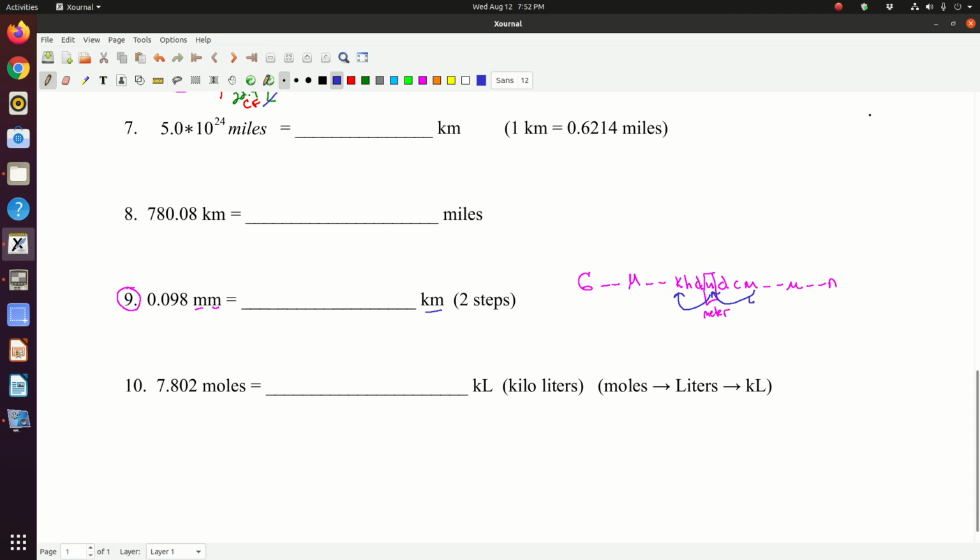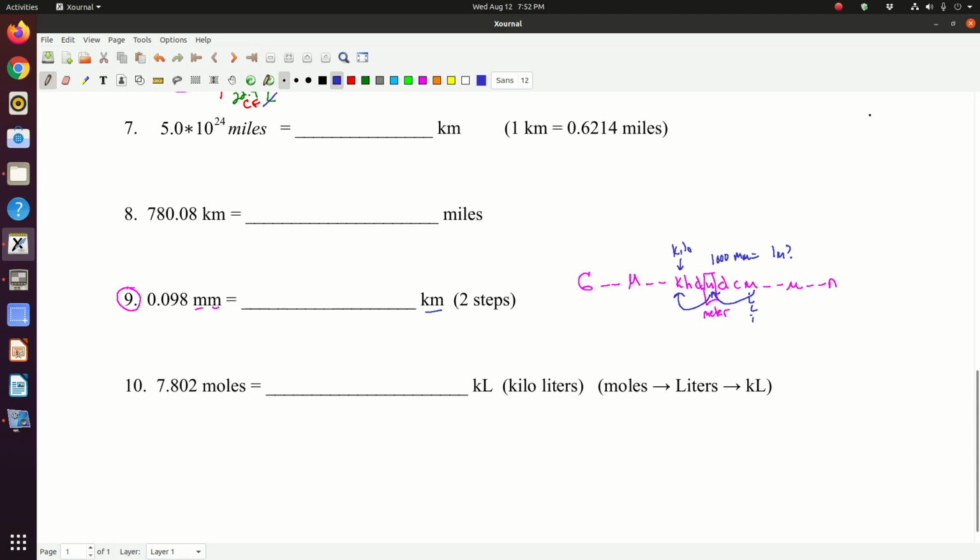This is the milli, M-I-L-L-I, the milli, and this is the kilo, K-I-L-O. That's what that K is for. So milli to the base unit, and from the base unit to kilo. So this is a 2-step process. So I'm going to have to know the relationship between millimeters and the unit. So how many millimeters is equal to 1 meter? Well, 1,000. 1,000 millimeters is 1 meter.